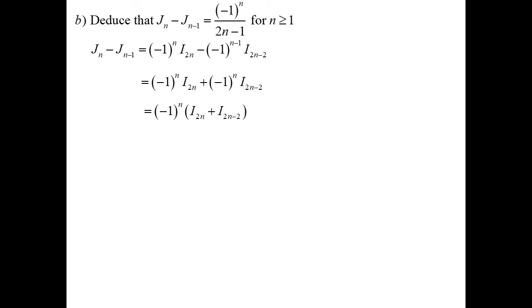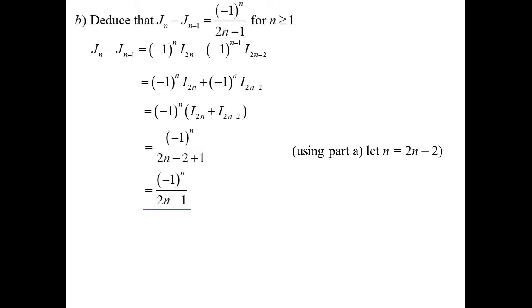Well, hang on. In the first part, remember, they differ by 2? Well, in our first part we had a formula that differed by 2. I'm just going to use that formula that we just worked out. So I'm going to let n in that formula be 2n minus 2. Sub that in then, and we get minus 1 to the n over 2n minus 2 plus 1, which is 2n minus 1.